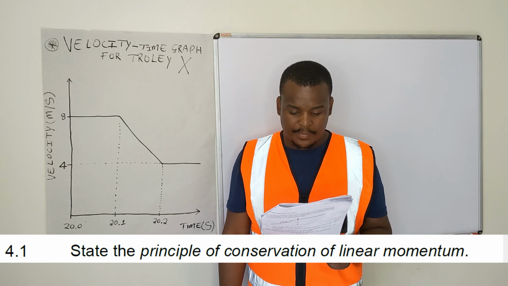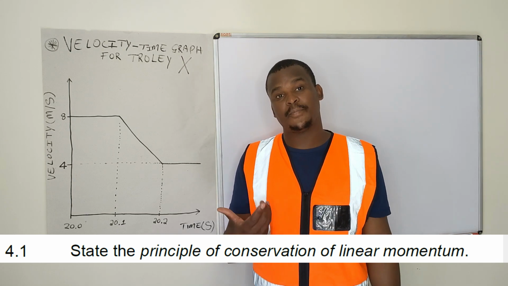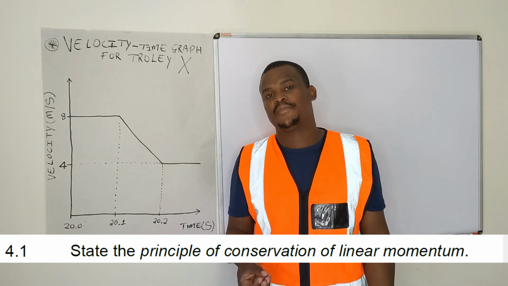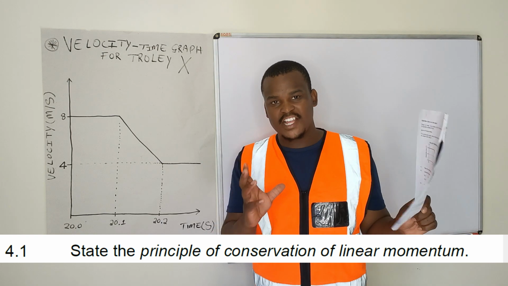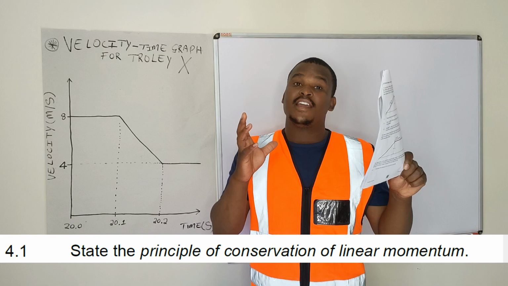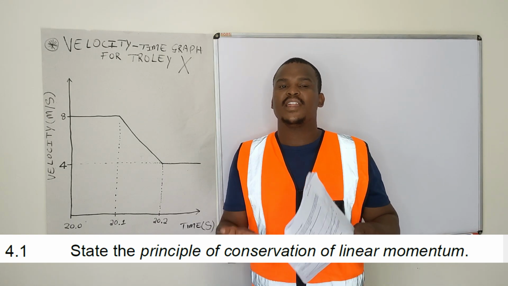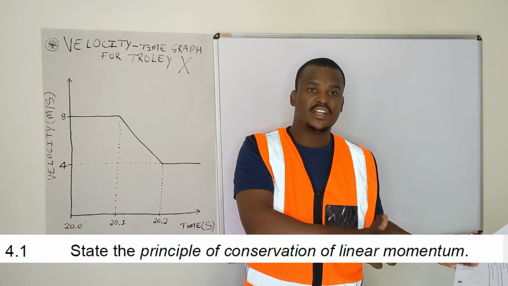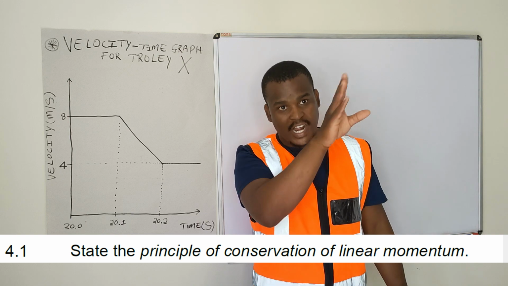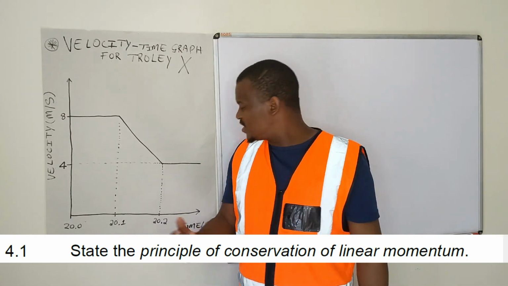4.1, state the principle of conservation of linear momentum. So they want you to state the principle of conservation of linear momentum. This principle states that if you have an isolated system, then the total linear momentum is conserved, which means the total linear momentum before collision should be the same as the total linear momentum after collision. This is what it says.